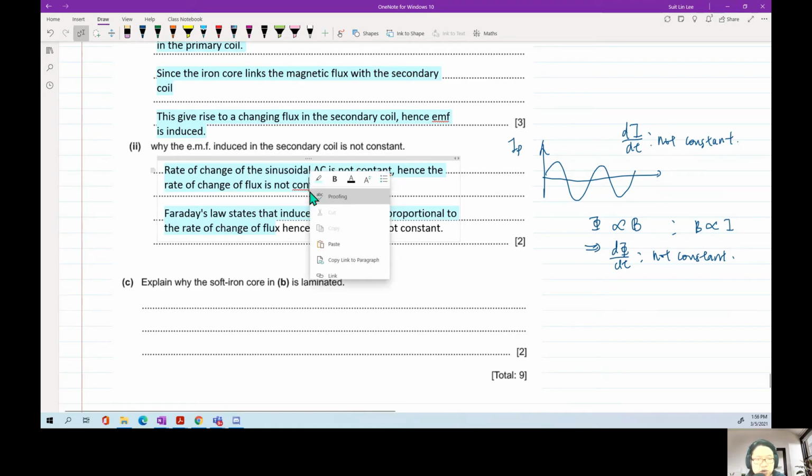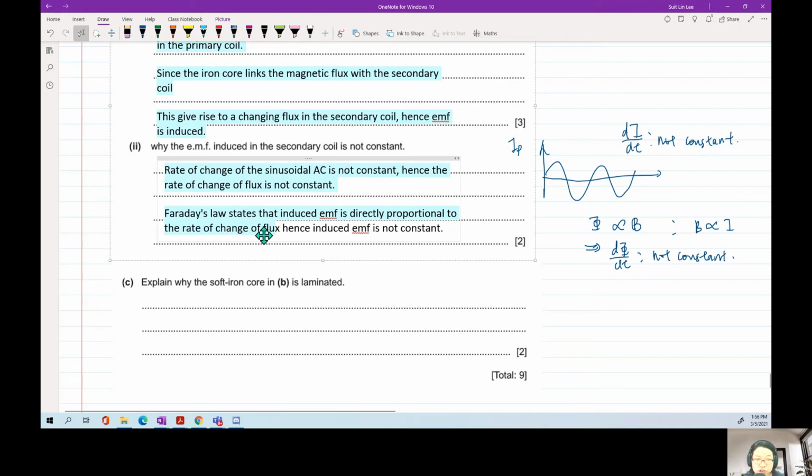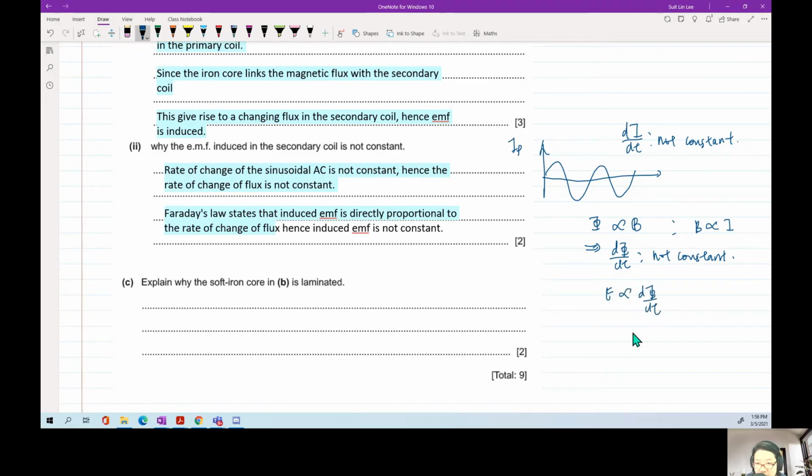Faraday's law says that the induced EMF is directly proportional to the rate of change of flux, hence EMF is not constant. So my point is current is not constant, so dΦ/dt is not constant. Induced EMF E is proportional to dΦ/dt. So because of this, E is not constant. The dI/dt not constant, the dΦ/dt not constant, 1 mark. Okay, from Faraday's law, this one is proportional to this, so this is not constant, 1 mark.